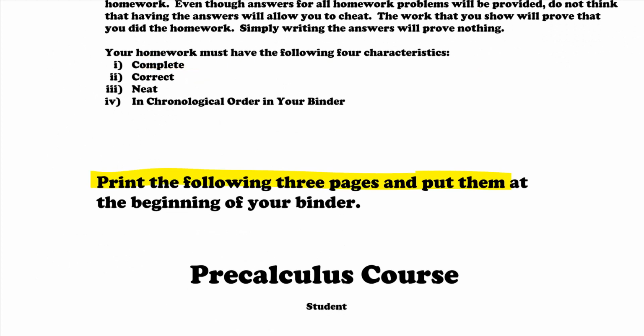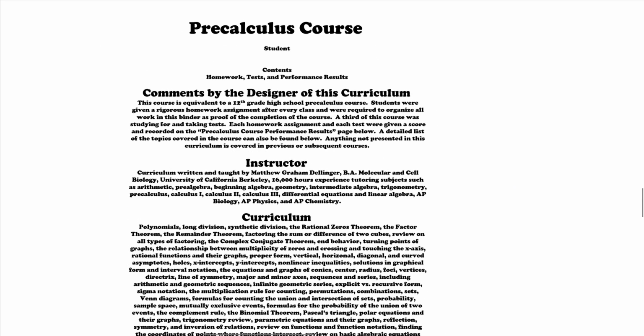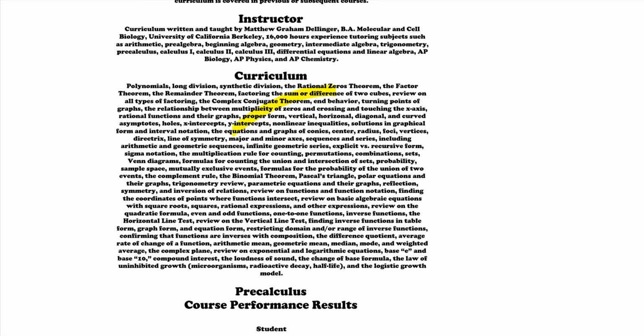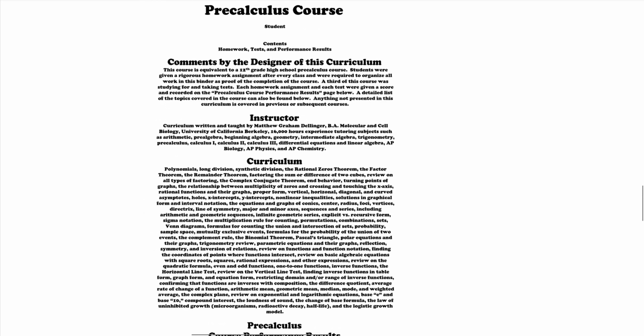Now, you should probably print out the following pages and put them at the beginning of your binder. So this is just describing the course. You can write your name here. And we have the contents, your homework, the tests, and the performance results. So those are the three things that should be in your binder, besides your three-hole punch, of course. And this is just a quick description of the course and who's teaching the course and a very detailed explanation of the curriculum. So that is the first page in your binder.